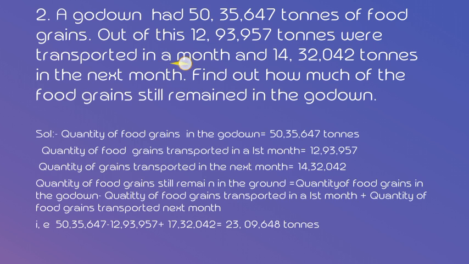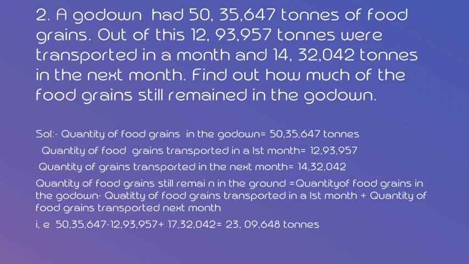Out of these, 12,93,957 tons were transported in a month, and 14 lakh 32,042 tons in the next month. Find out how much of the food grain still remained in the godown.